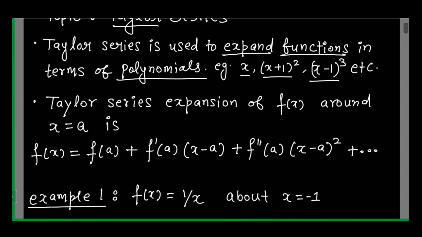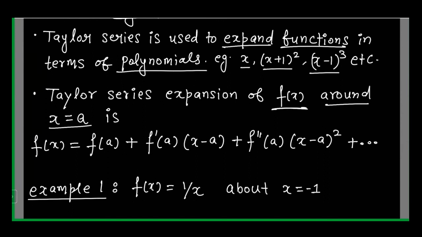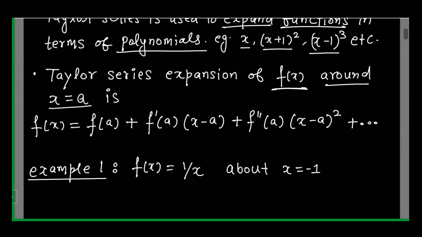So we want to expand our function in terms of polynomials. In order to expand the function, you have to decide two things. Number one, what is the function that you want to expand? Let's say we want to expand f(x), f is a function of x. And what is the point around which you want to expand? We want to expand this function around x equals a. These are the two basic things that you should know about the Taylor series.